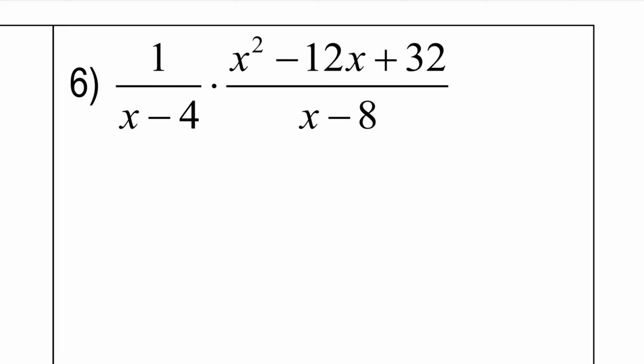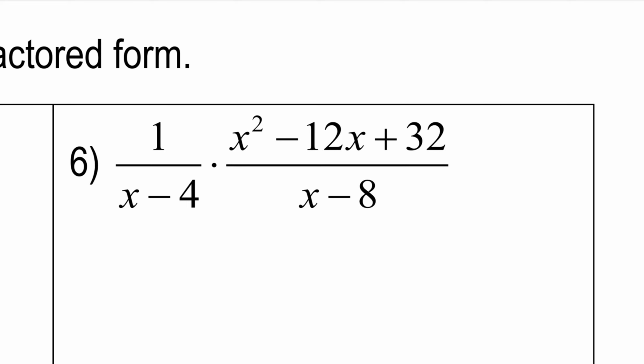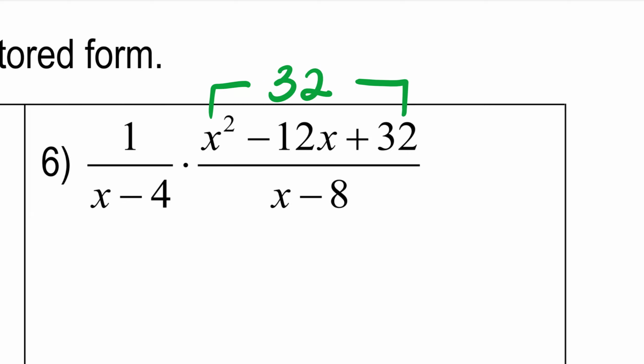If just looking at this, no GCF, no GCF, no GCF. So those three I can't do anything to, but this last one over here I can definitely factor. So I'm going to go ahead and just do that. So I multiply the first times the last, you get 32. Now remember, I want to multiply to 32 and add to negative 12.